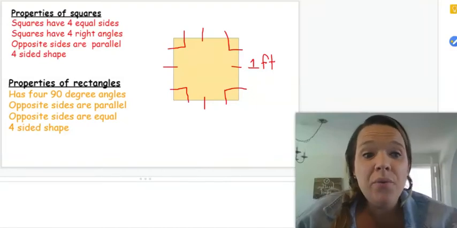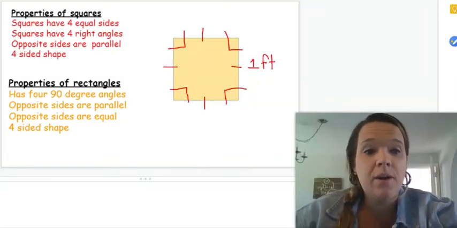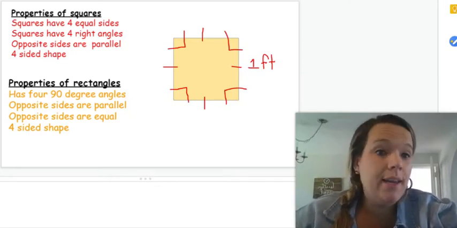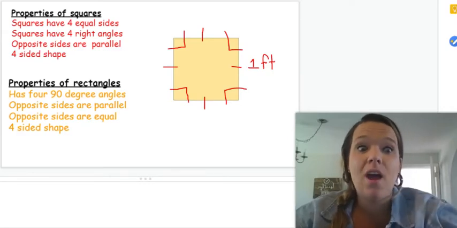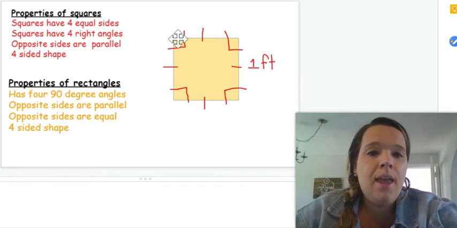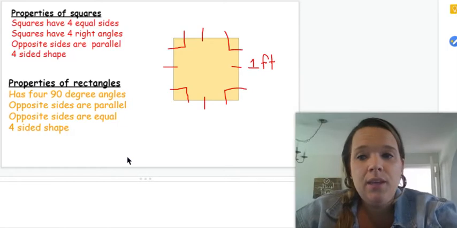So by now we know the properties of both a square and a rectangle and what makes squares and rectangles different from one another. Hopefully you watched the video that came before this about is every square a rectangle, is every rectangle a square, and you have that knowledge now too. So we're going to be looking at this figure and going over the properties to determine if it's a square, if it's a rectangle, or if it's neither. Because sometimes it's going to be neither, just based off the properties.